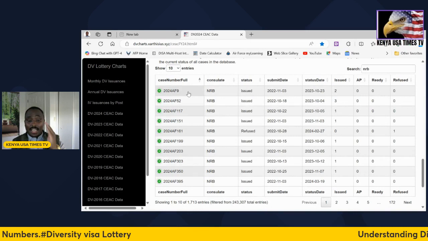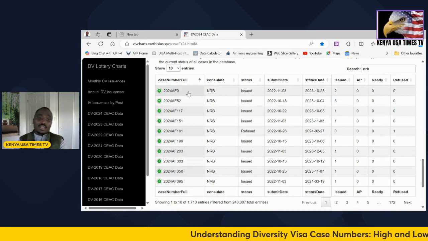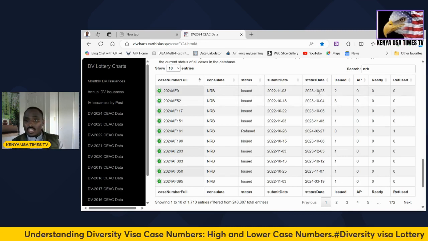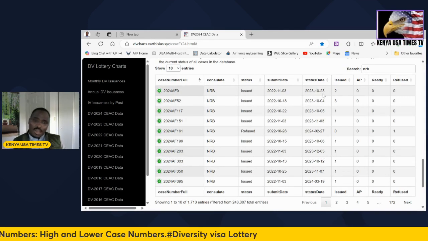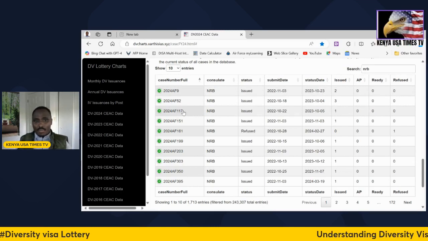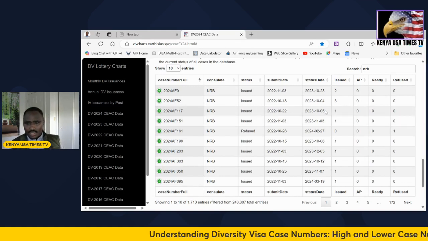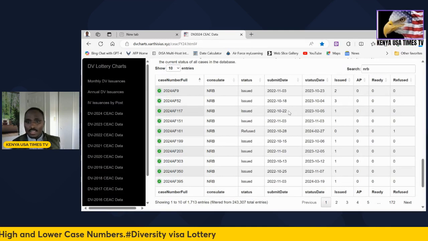While a case number of 9, maybe he or she submitted the DS-260 late, so this person was scheduled on 23rd October. Not bad. Let's see another. The third lowest case number was AF-117, Nairobi. Was it issued? Yes. And as for the application, he applied for DV 2024 on 22nd October. Not bad.